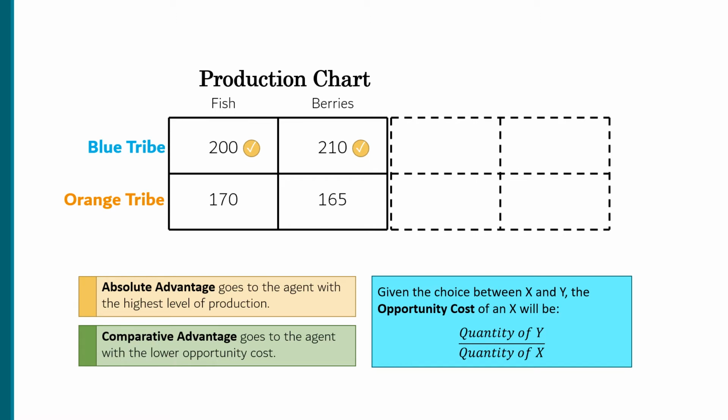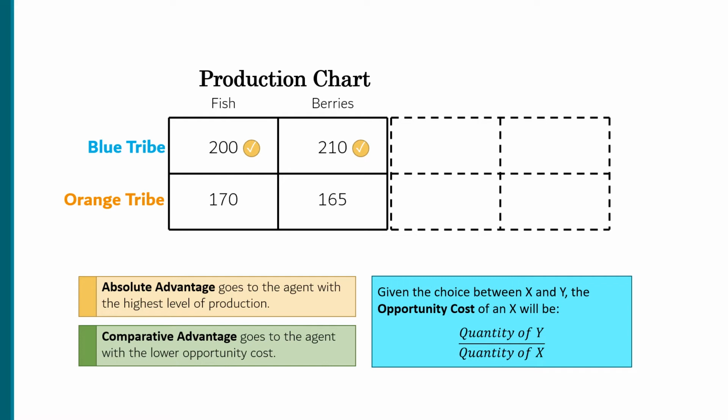Let's apply that to our numbers on the chart by creating a new chart of opportunity costs. The Blue Tribe faces a trade-off. If they go all out on fish, they will produce 200 fish and 0 berries. Alternatively, if they go all in on berries, they will produce 210 berries and 0 fish. We can use those numbers to calculate the opportunity cost.